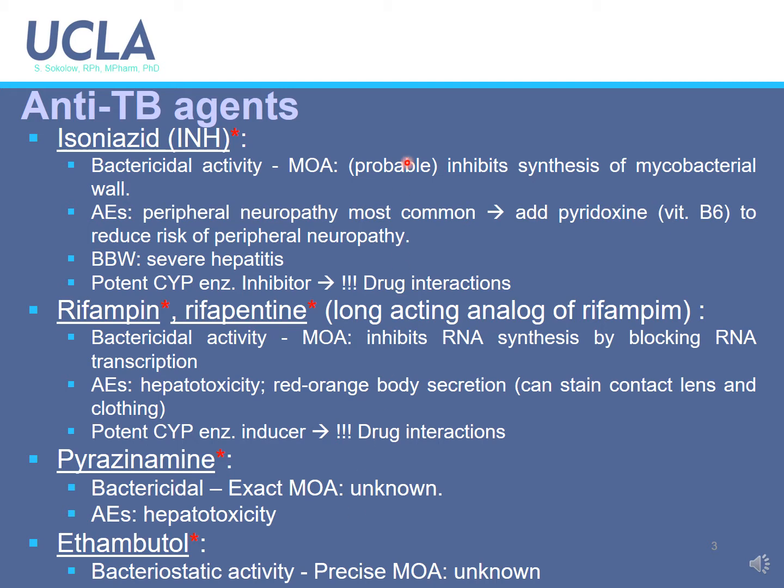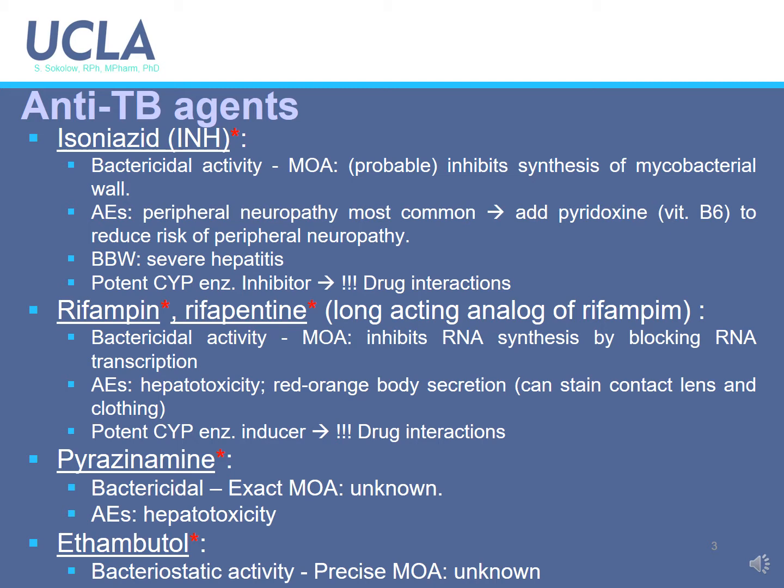So the first line agent to treat tuberculosis is isoniazid. This is a drug that has a bactericidal activity. So bactericidal means it kills the bacteria. And in this case, this drug inhibits the synthesis of the mycobacterial wall. The most common adverse effect is peripheral neuropathy, and so this is why we give pyridoxine, also known as vitamin B6, to reduce the risk of peripheral neuropathy.